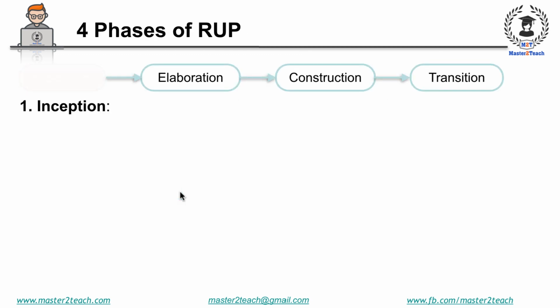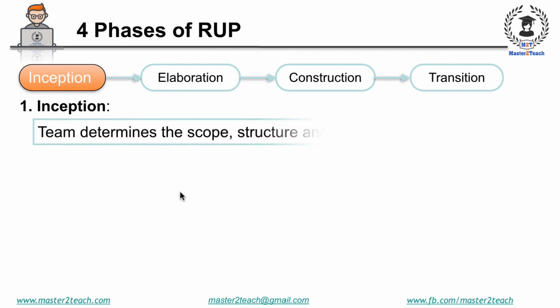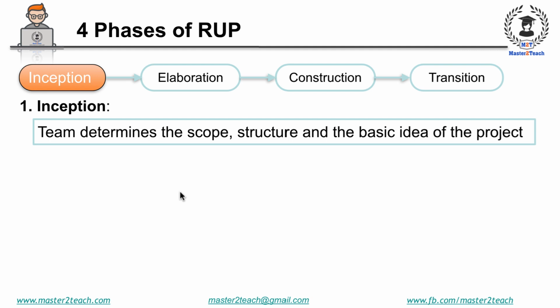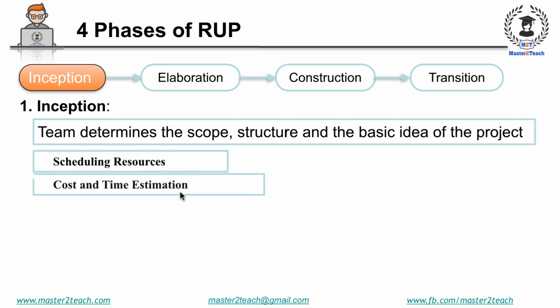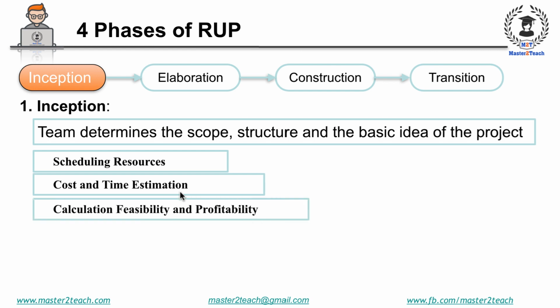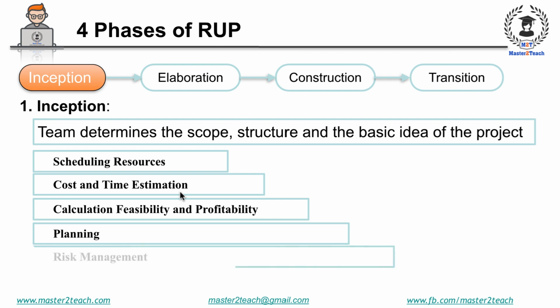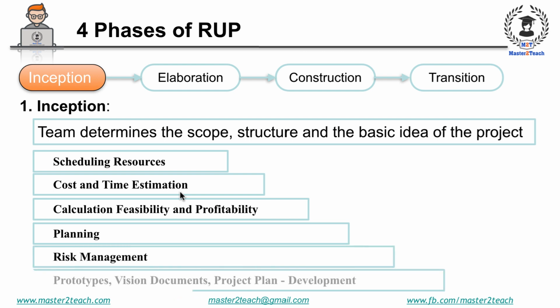Number 1, Inception. It is the initial phase of the development process. Essentially, in this phase, the team determines the scope, structure, and the basic idea of the project. The major tasks involved in the inception phase are as follows. Number 1, scheduling resources, cost and time estimation, calculation, feasibility and profitability, planning, risk management, prototypes, vision documents, project plan development.